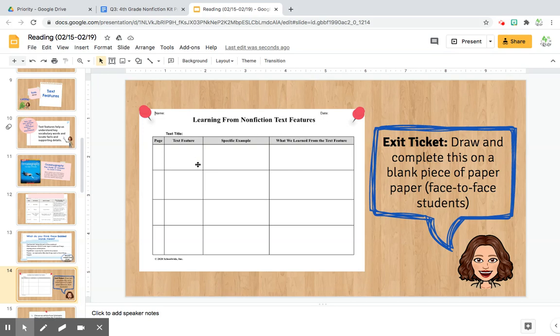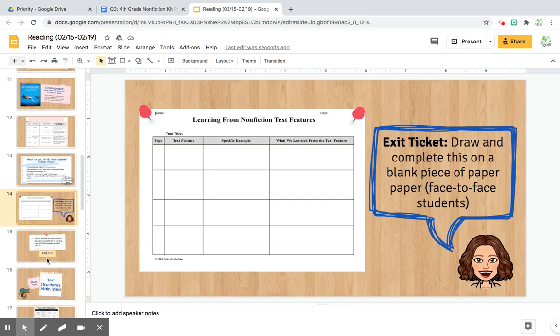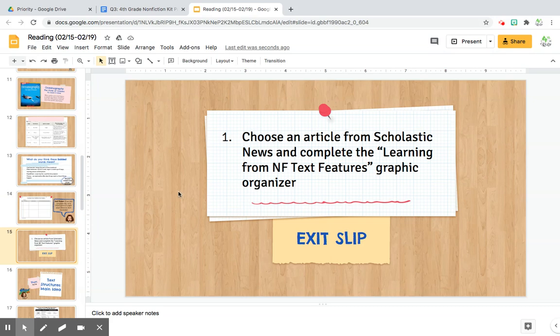Today, we're really going to push ourselves to identify what the text feature is. What is your example? And what have we learned from it? What are we learning from this text feature? It's not about just knowing what the text feature is, but what the text feature is teaching us. Zoomies, today you have an electronic version of that page, and you're going to go in and again use our Scholastic News to identify more nonfiction text features today.